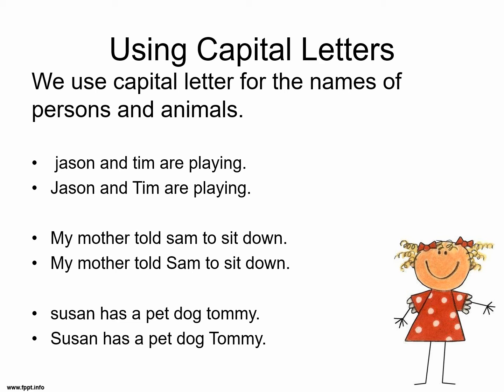So if you have a cat and your cat's name is Stacy, Stacy should begin with a capital S. Why? Because Stacy is the name of your cat. For example, you have a pet parrot. Your pet parrot's name is Polly. Polly would begin with a capital P. Why? Because that is the name of your pet parrot.